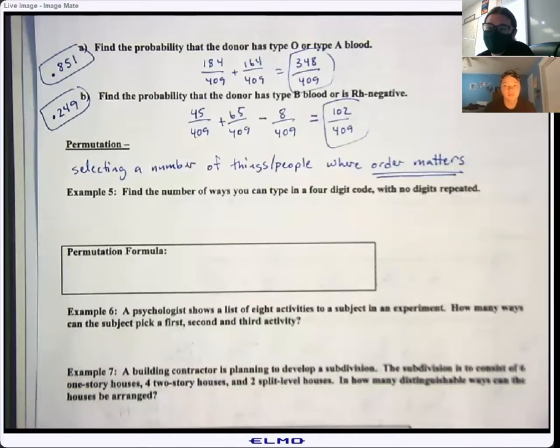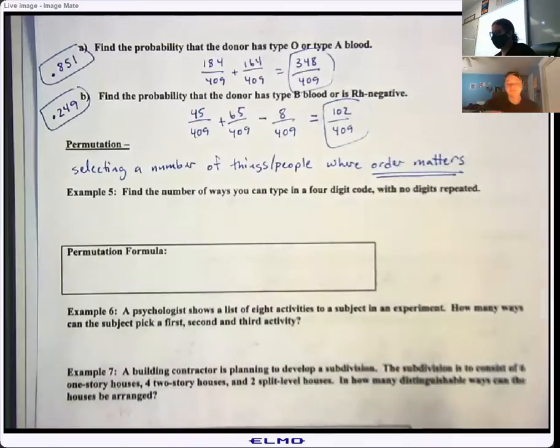4-digit code? Okay. Michaela, are you still there? You're black for some reason. Megan, can you see Michaela? She froze and then now she's black. So I think she's having Wi-Fi issues probably.